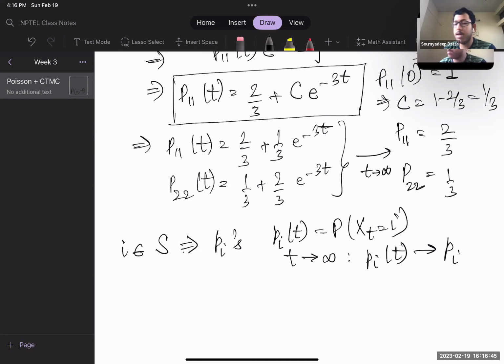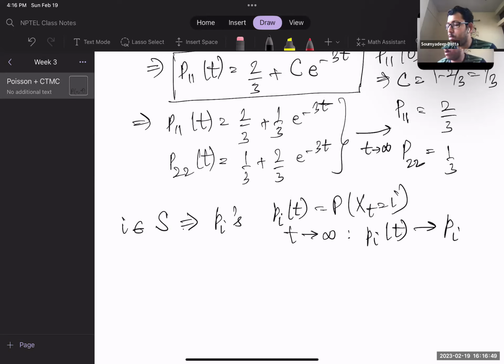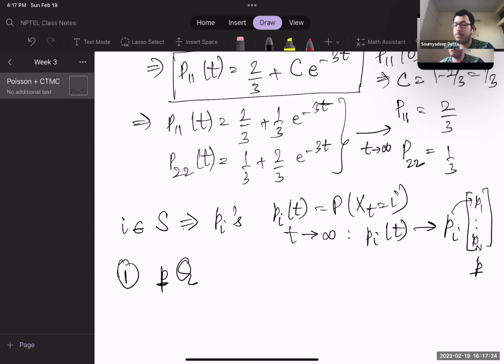For this to happen, we need two conditions to be fulfilled. First, if I stack up the pi_i for all i belonging to S, I get a vector p, which will be p1 till pn. This vector p has to be the left null vector of the transition matrix Q, which is usually the characteristic of any continuous time Markov chain. So this has to be equal to the zero vector. In other words, the summation over all i of pi_i times q_ij is equal to 0 for all j.